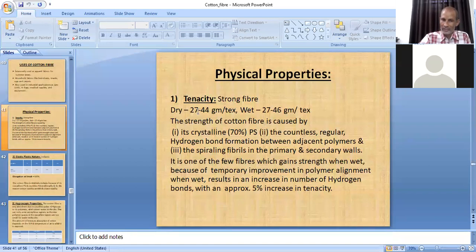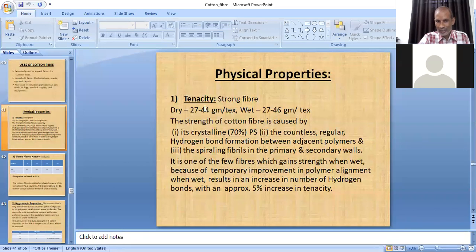So the first property is tenacity. It is considered a strong fiber. It is moderately strong, but put in the category of strong fiber. Not very strong, but it can be taken as strong fiber. The dry tenacity varies between 27 to 44 grams per tex. Tenacity is expressed either in grams per denier or grams per tex. So here we are taking the unit grams per tex. So dry tenacity is 27 to 44 and wet tenacity is 27 to 46 grams per tex.